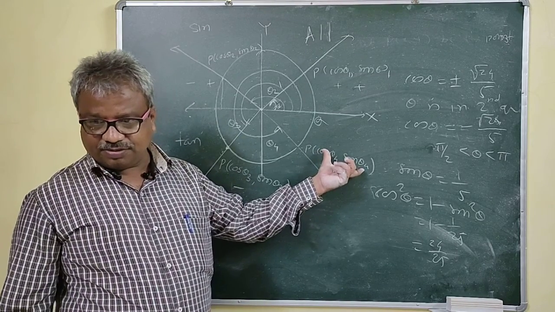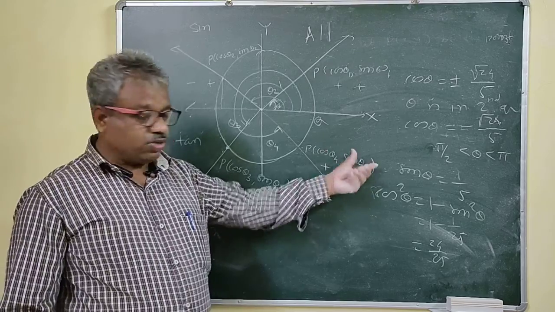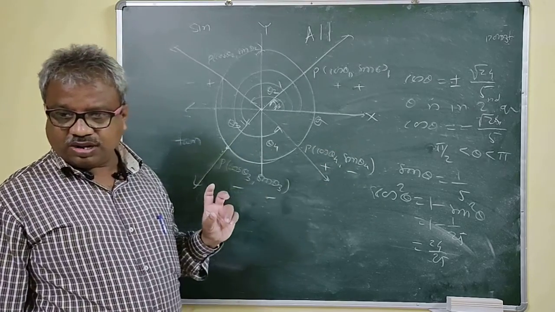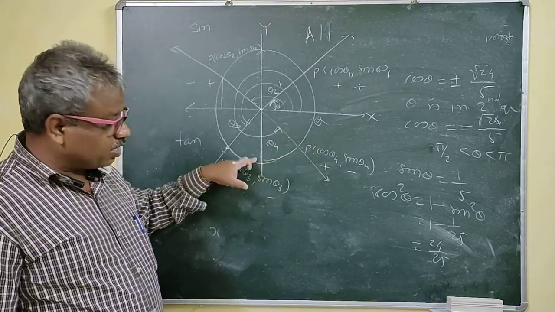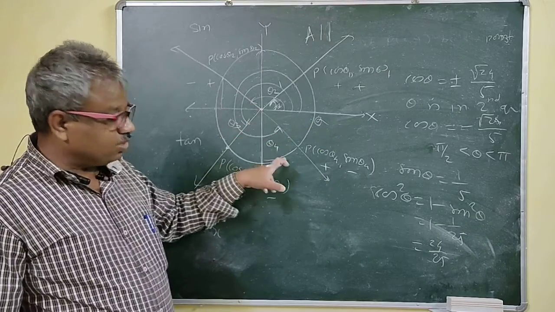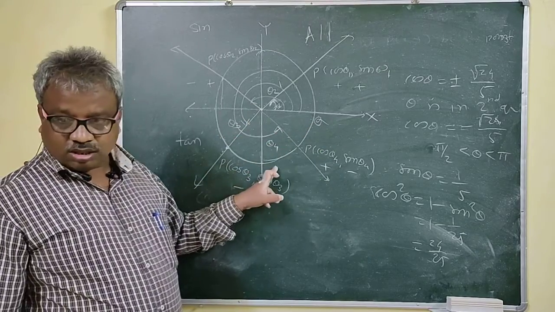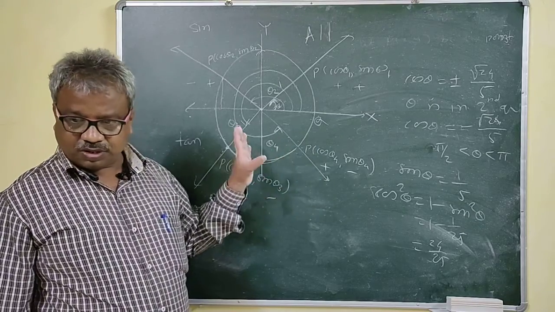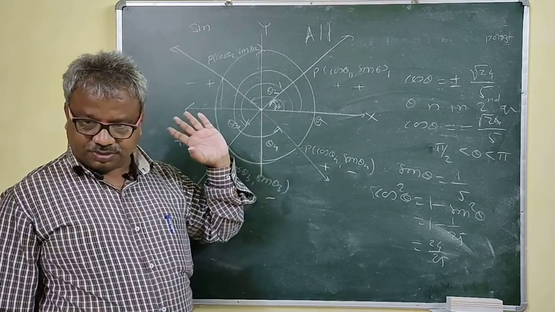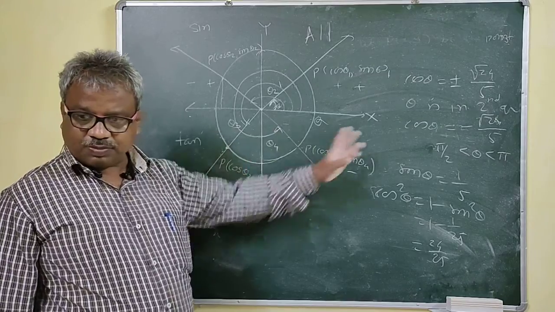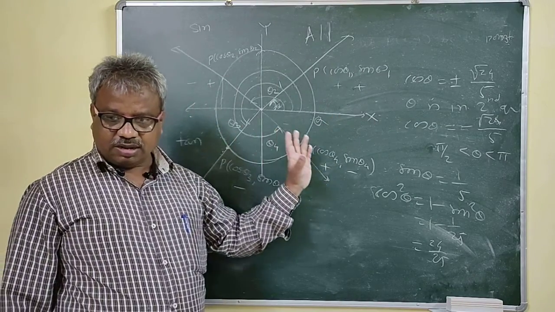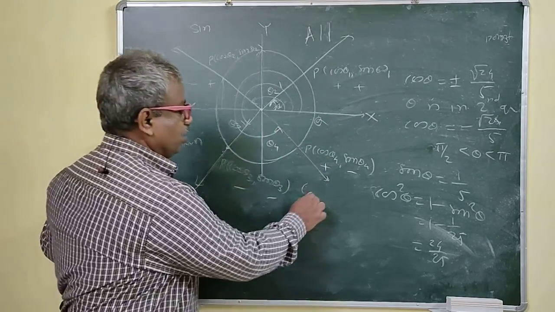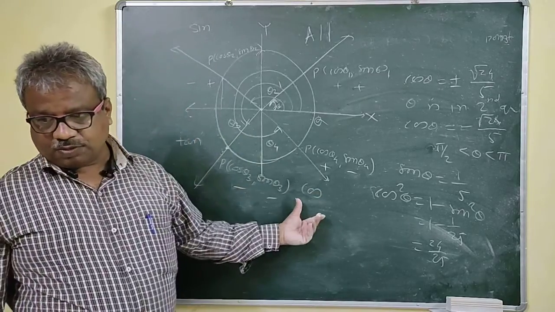That means tan is negative, your sine will be negative. Here only cos is positive. If your theta is in the fourth quadrant, your x coordinate is always positive and your y coordinate is always negative. That means your cos theta is always positive if your theta is in the fourth quadrant. So only cos is positive, right?